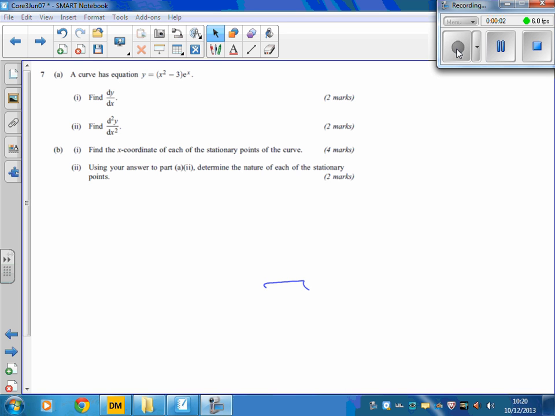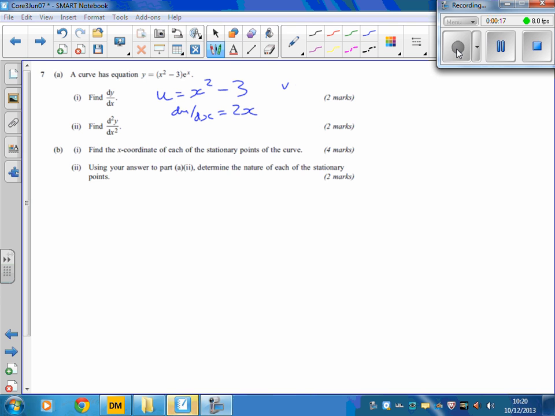Core 3, June 2007, question 7. Lots of differentiation to do here. And we're starting off using the product rule, aren't we? So we'll let u equal x squared take away 3. Differentiate that, gives us 2x. And we'll let v equal e to the x, which differentiates nicely to e to the x.